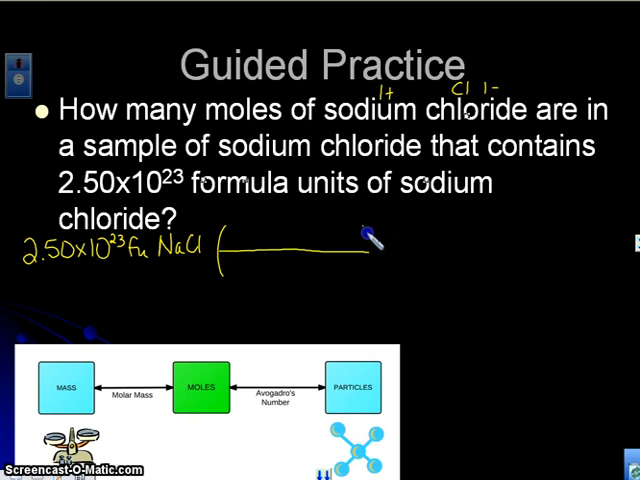And then we need to set up our conversion factor. We need formula units of NaCl on the bottom, and we need moles of NaCl on the top. And our Avogadro's number from our reference packet tells us that there are 6.022 times 10 to the 23rd particles or formula units in 1 mole of any substance. Now, once we put that into our calculator, we should get 0.415 moles of NaCl.